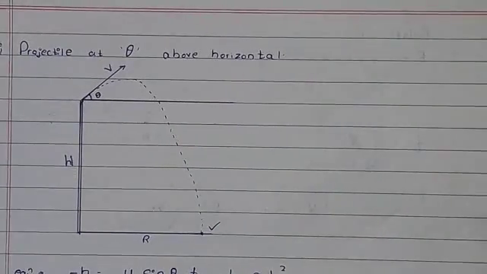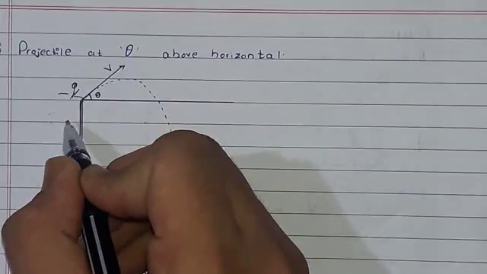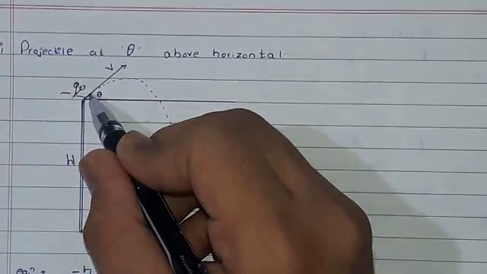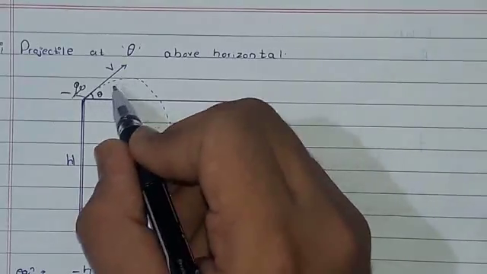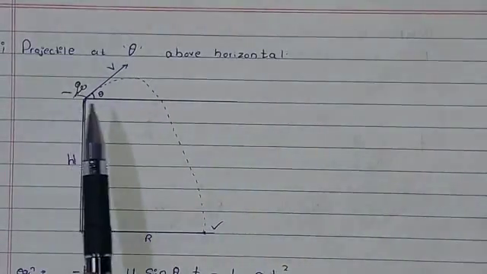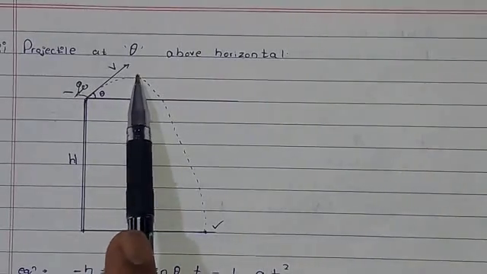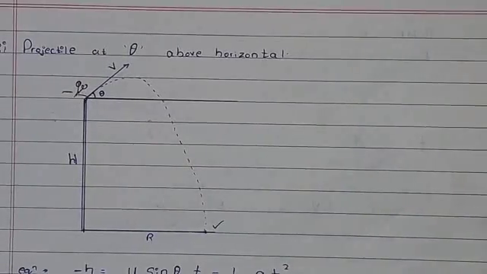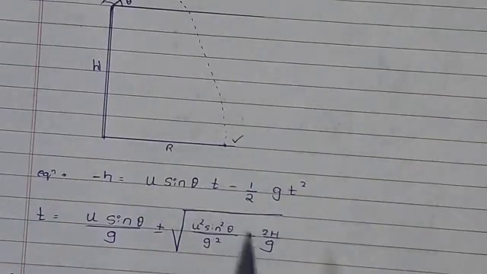Projectile at angle theta above the horizontal. Again, let this be any person, just throwing a ball above the ground, or from a tower where he's standing, at an angle theta. Then it could follow a path like this, reach some maximum height, then fall down and come over a range R.